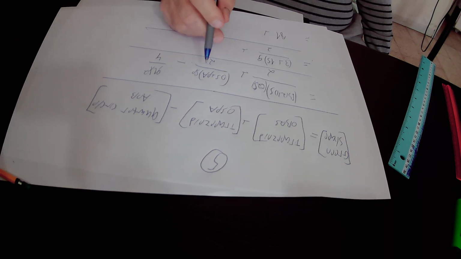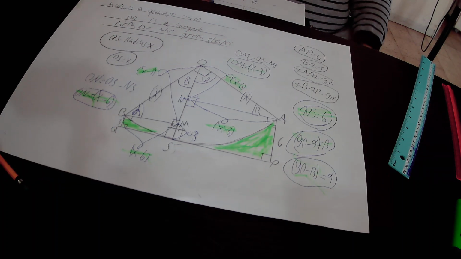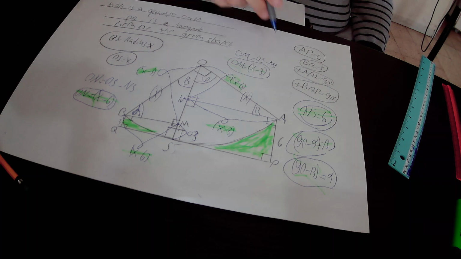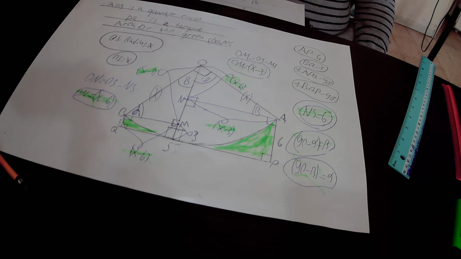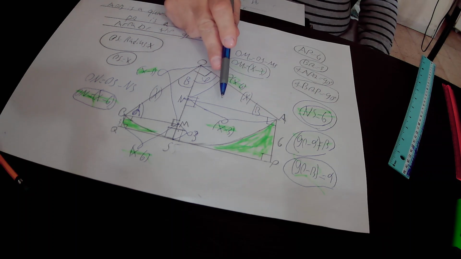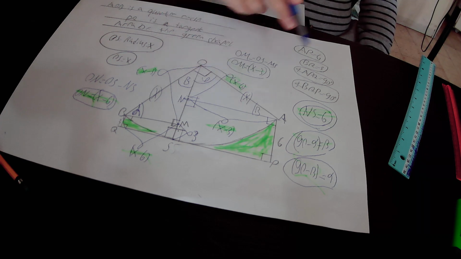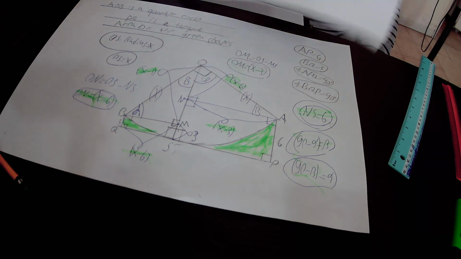of trapezoid OSPA. The area of trapezoid OSPA equals OS, that is 15, plus PA or AP, that is 6, times SP. SP equals x minus 3, x is 15, so 15 minus 3 is 12. So the height is 12 over 2.